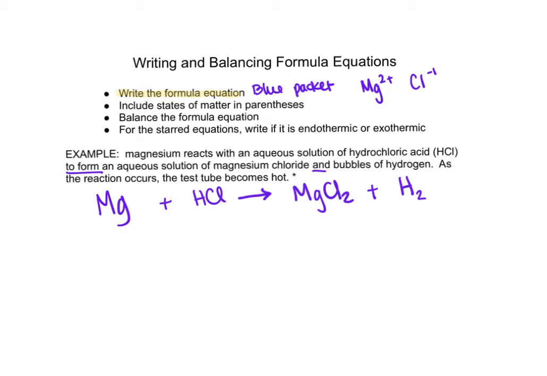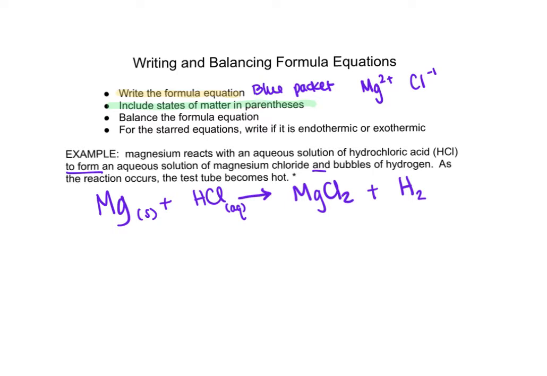The next thing we have to do is include states of matter in parentheses. So let's read back through the problem again. It just says magnesium reacts with an aqueous solution of hydrochloric acid. So after our HCl, we can put AQ, meaning it's dissolved in water. Now, think about magnesium. It's a metal. The only metal that's liquid at room temperature, which you can kind of assume is happening, would be mercury. So magnesium is not mercury. So we can pretty assuredly say magnesium is going to be a solid. And we put a little S there.